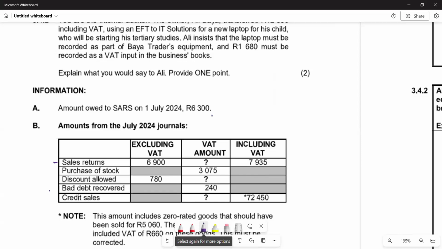Remember, we are looking for the VAT component. So we have got 3,075 as VAT for the purchase. So it's going to be our input again, and then we show it as a negative. So it's a negative 3,075. Go to our answer section.